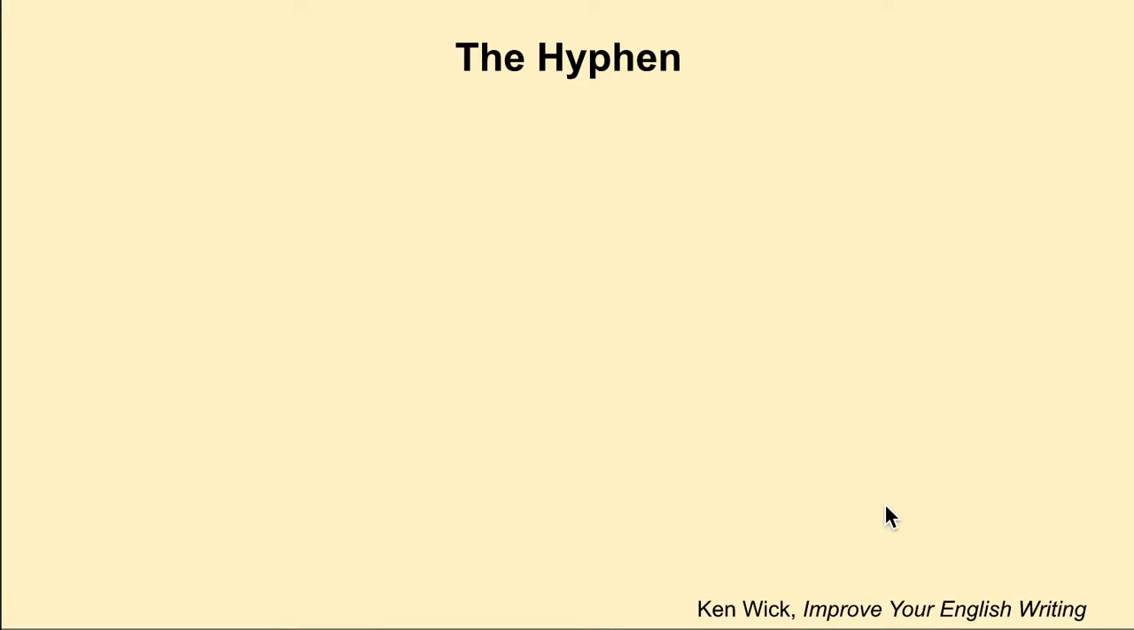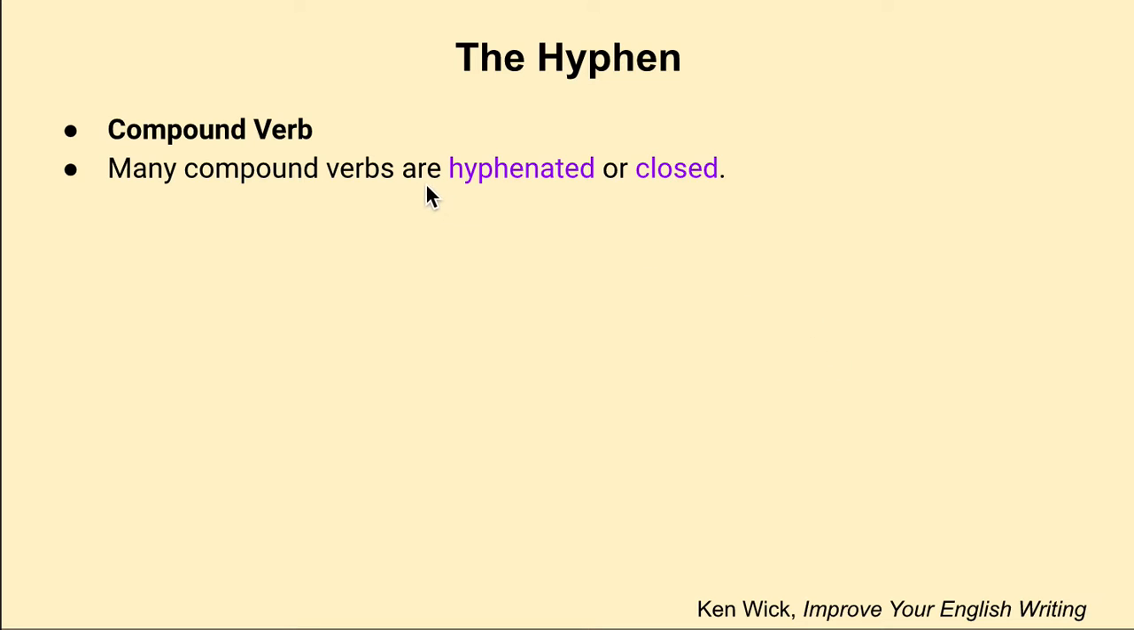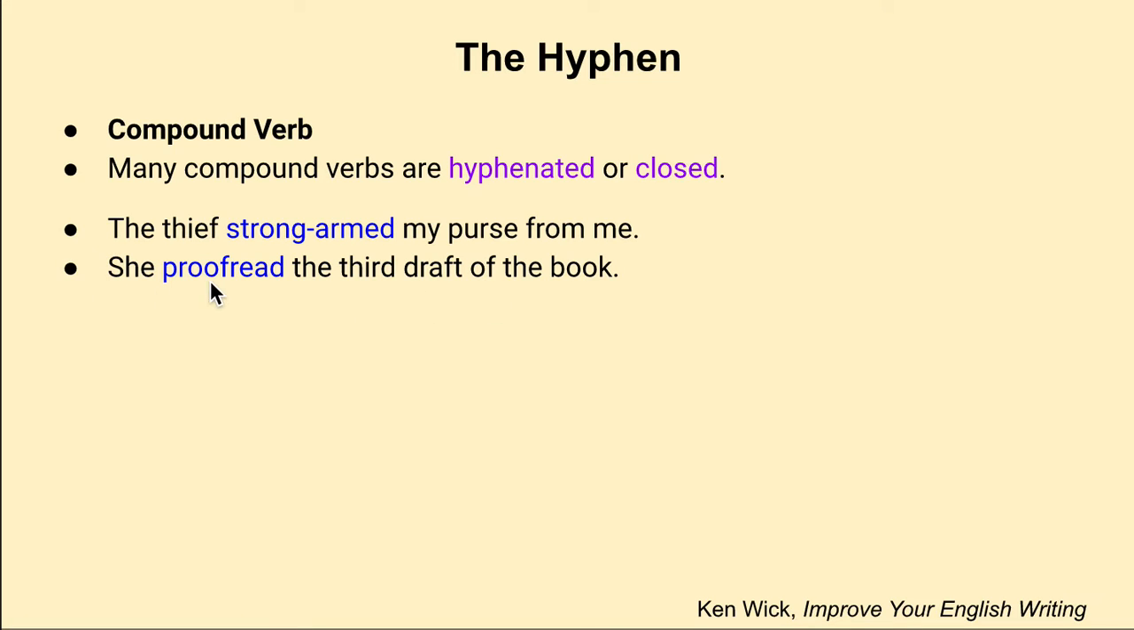So let's move on to compound verbs. Many compound verbs are hyphenated or closed. Here's an example of a hyphenated one: the thief strong-armed my purse from me. Another example is: she proofread the third draft of the book. So compound verbs are generally hyphenated or closed.